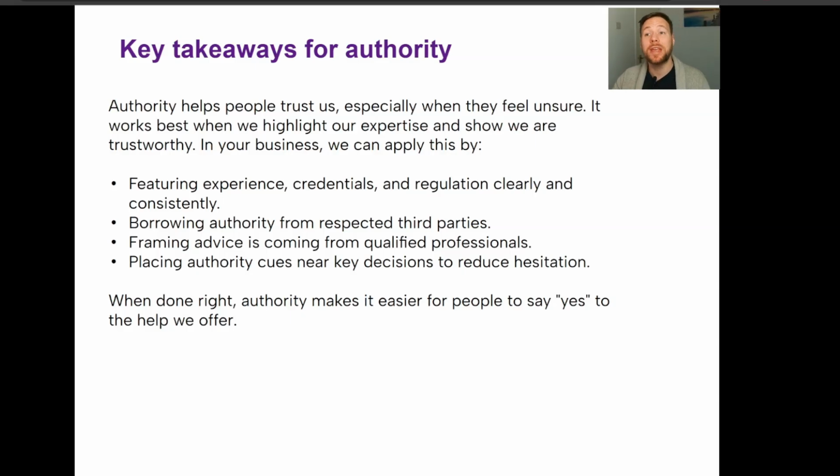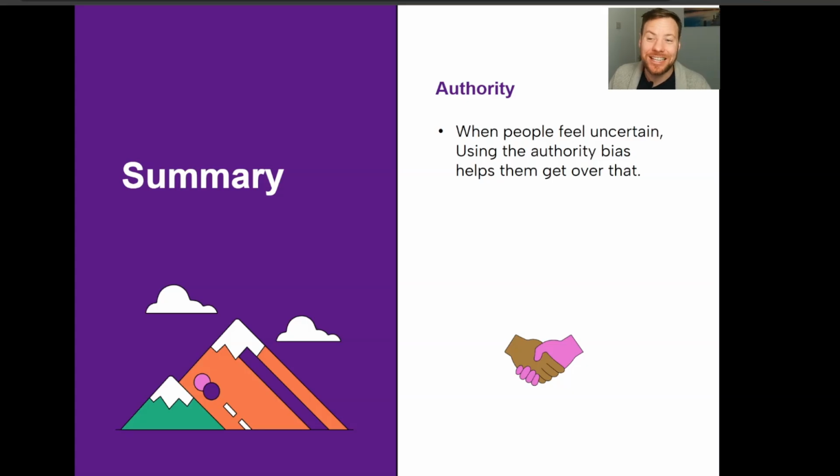It works best when we highlight our expertise and show that we are actually trustworthy. So in your business, you can apply this by featuring experience, credentials, and regulation clearly and consistently, borrowing authority from respected third parties, framing advice as coming from qualified professionals, and placing authority cues near key decisions to reduce hesitation. And when done right, authority makes it easier for people to say yes to the help we offer. And I like to try, at the end of these presentations, to capture exactly what the principle is in a sentence. And so the sentence today is, when people feel uncertain, using authority bias helps them get over it, okay? So that is the authority bias there.